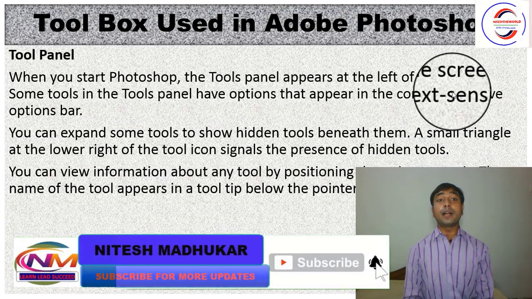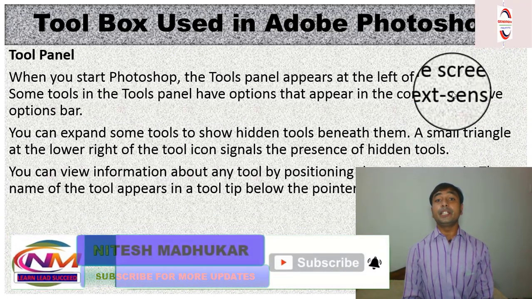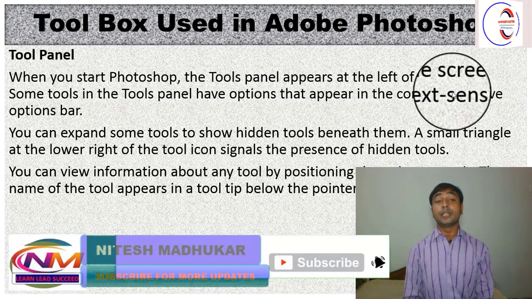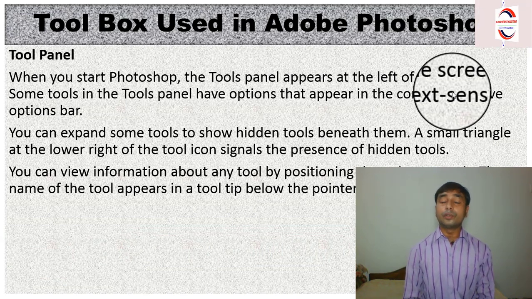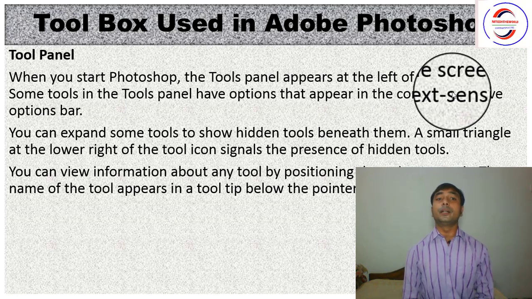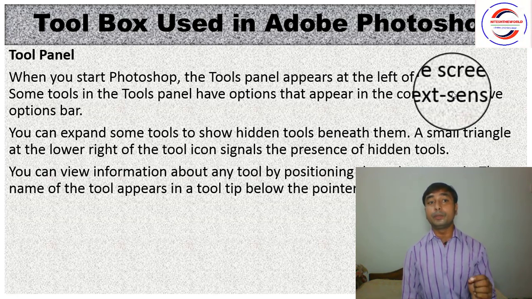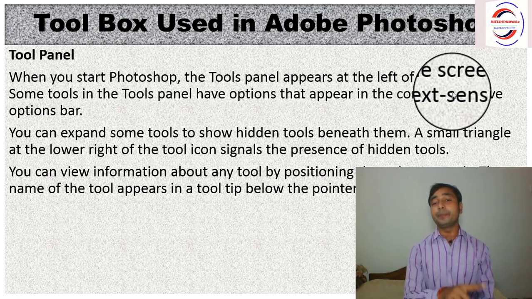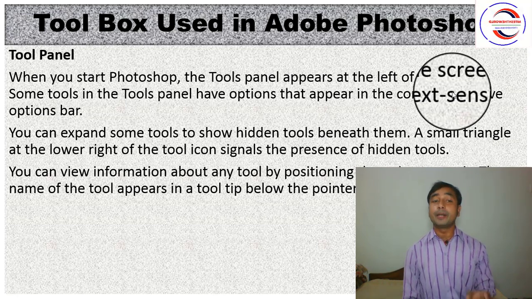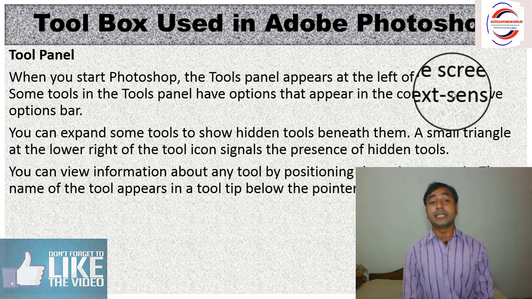Now the next part, which is very important, is the toolbox, used in Adobe Photoshop. Without the toolbox we will not be able to perform our task. Whatever important work we do in Photoshop is done with the help of this toolbox. When we open Photoshop, the toolbox is available on the left side. We can keep it as per our convenience, but by default it comes on the left side.